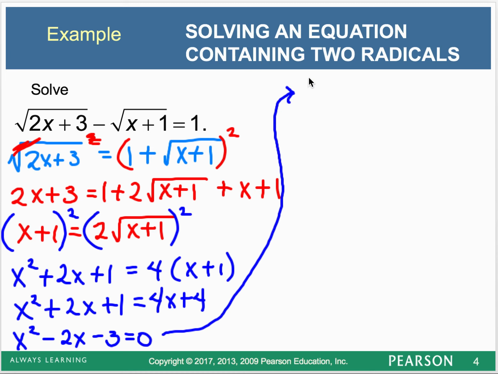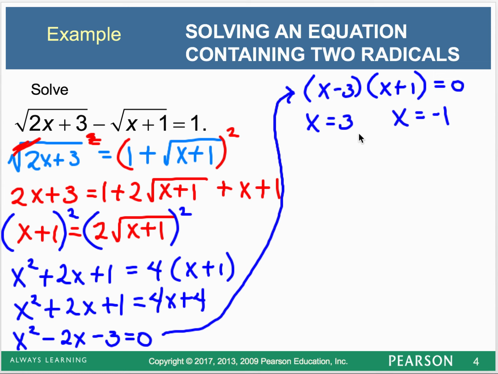Okay, so now it'll factor as x minus 3, x plus 1 equals 0. So either x is 3 or negative 1. Now, let's check those babies. All right, so let's do the 3 first. The square root of, now if I plug a 3 in here, I'm out of room, so I'm going to tighten this up a little bit.